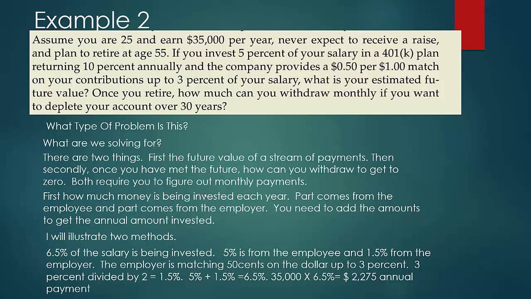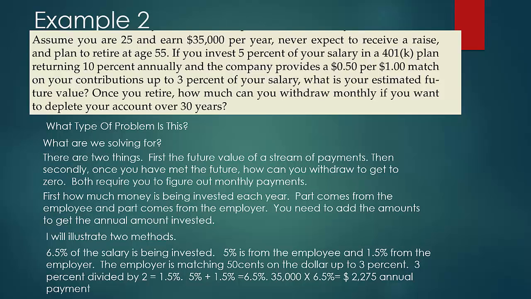First, how much money is being invested each year? We need to know that, don't we? To calculate, we need to know how much it is. So if it's $35,000 at 5%, and there's a match of half of 3%, because that's the amount of the salary that the employer is matching to. That's extra money that he'll get.